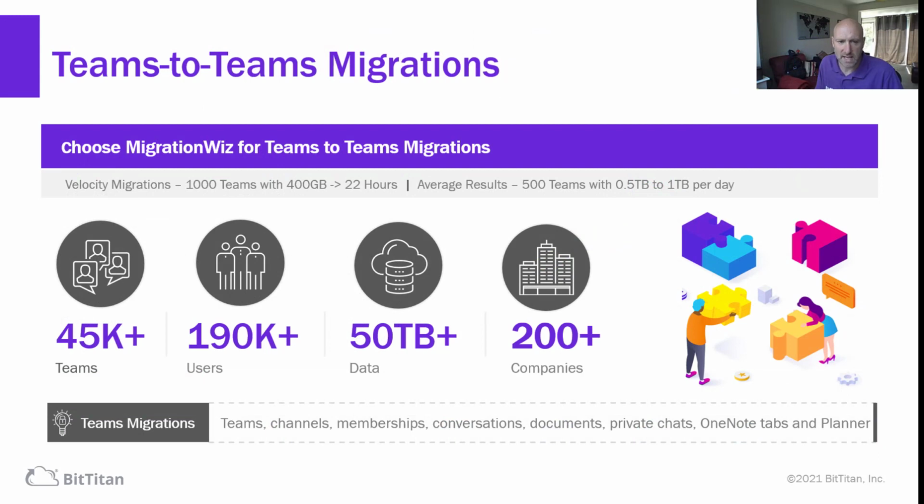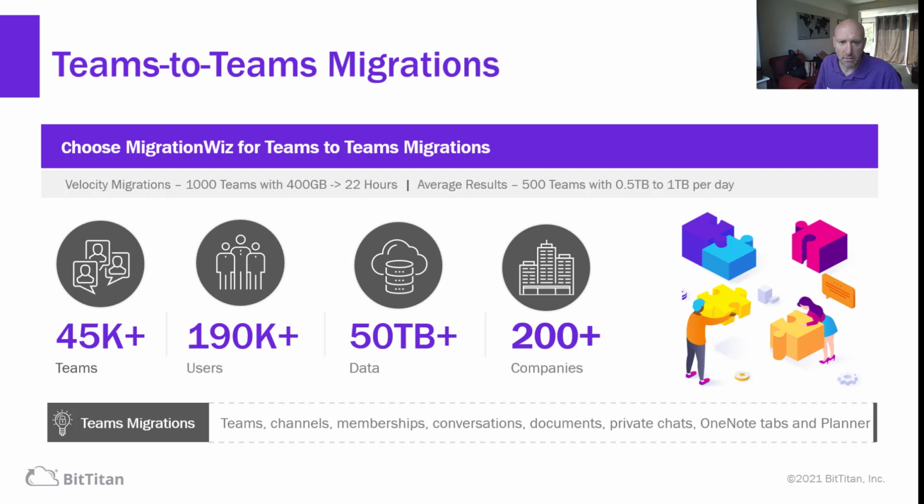Again, a few stats. We've re-architected our solution over the last 12 months. It's much more robust. We can now migrate up to 30 concurrent teams at any time, which is obviously going to help with the top of the velocity migrations for larger enterprise type deals that we work with. I've got some stats there on the slide.